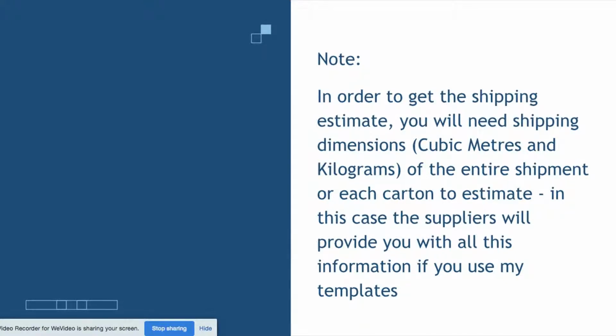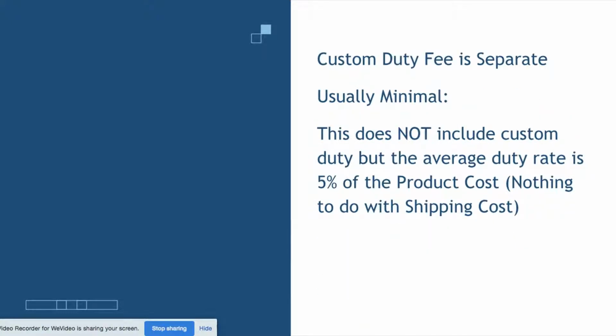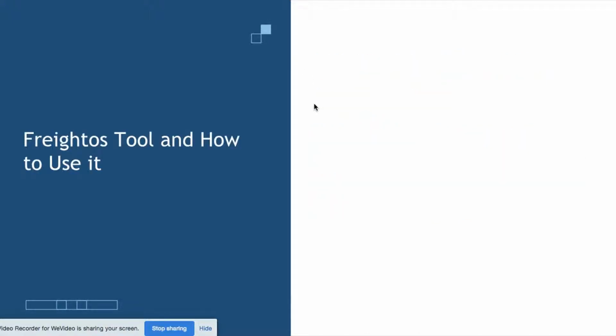So one other thing that you need to note, guys, is that the custom duty fee that I've always been talking about is usually not inclusive of the shipping cost, and it's normally minimal. Normally for a lower inventory, below 5,000, below 10,000, it's normally 5% of the product cost, and this has nothing to do with the shipping cost and all that. I'm going to show you how to use this just right now, so don't worry about this.